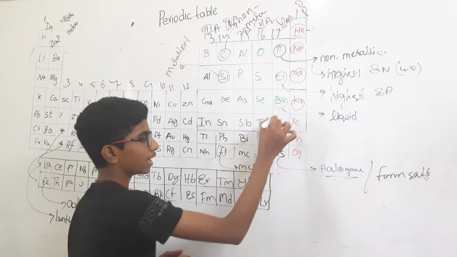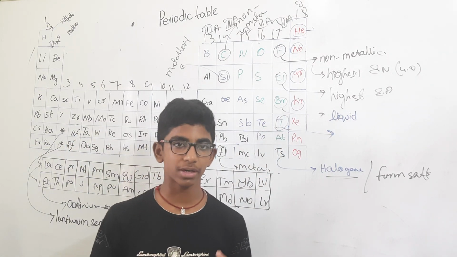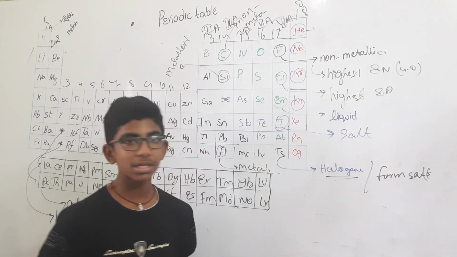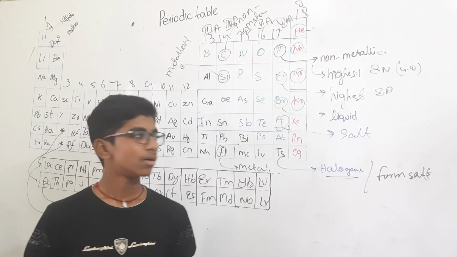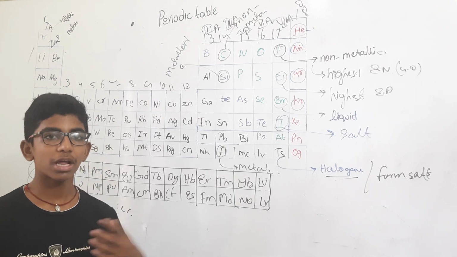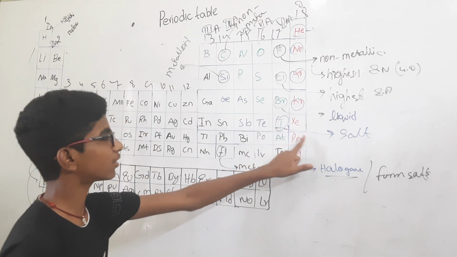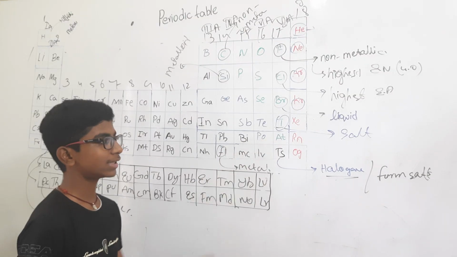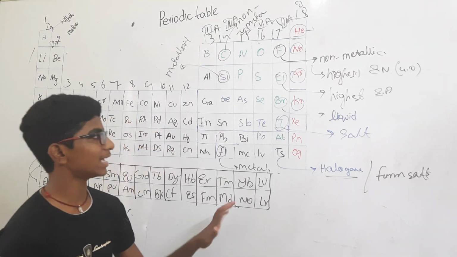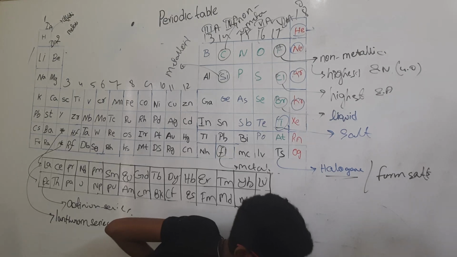Okay, and iodine. Iodine is also very useful in our diet. It is present mainly in salt. Outside, they also sell iodized salt. This iodine is very good for our health. If you take too much iodine, it can cause goiter, so you have to take iodine in moderate quantity. Astatine is a radioactive element with less uses. These are the main uses of the halogen group, or 7th A group.